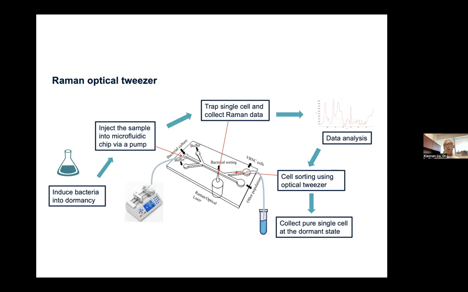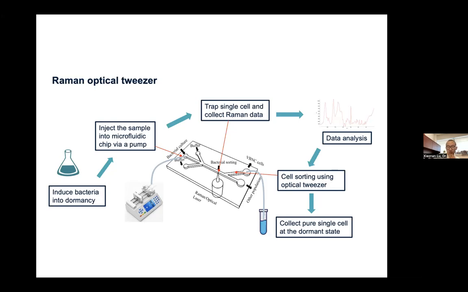Because conventionally, even though you claim you harvest the VBNC bacterial cells or any other group of the bacteria, it's actually not 100% pure. There's always some impurity from other subpopulations due to the nature of the bacteria mixture.